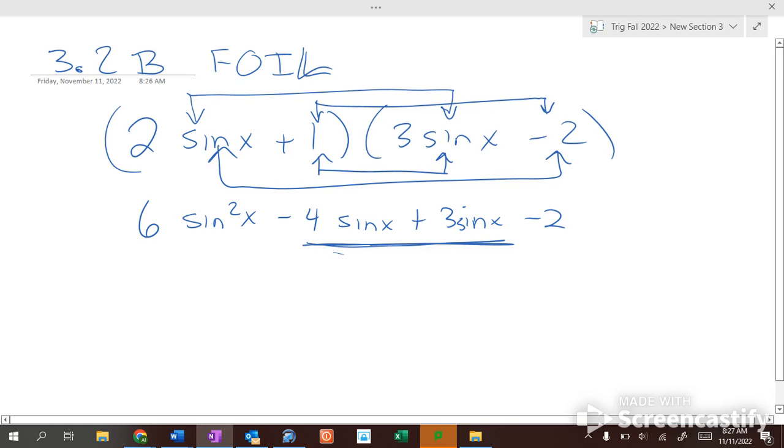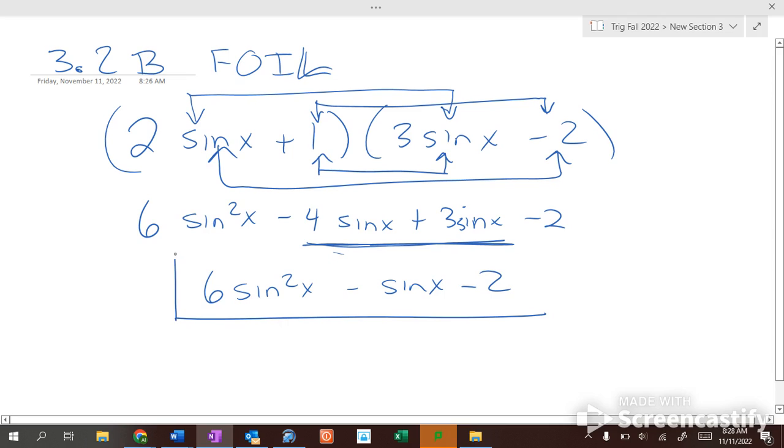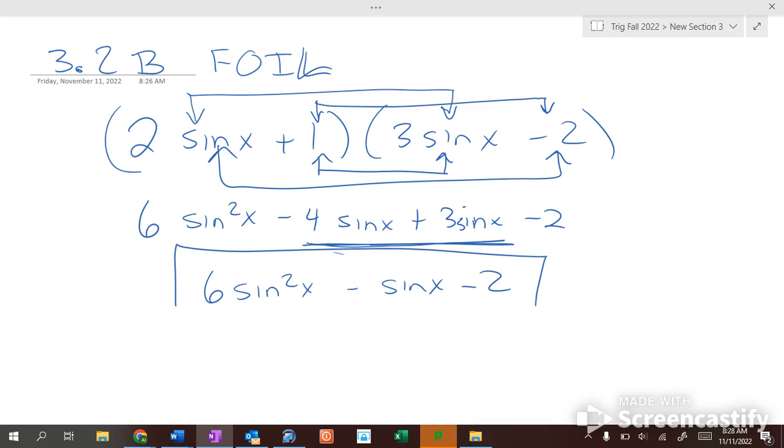These are like terms. Be careful when you add sine and sine. It's not sine squared when you add them. It's just like a variable, like negative 4x plus 3x is negative 1x. Negative 4 sine of x plus 3 sine of x is negative 1 sine of x, or just negative sine of x in this case. And that's where we're going to stop. You're not going to try to factor that out. Next Monday, we're going to go in the reverse and factor these. But all we're doing today is FOILing.